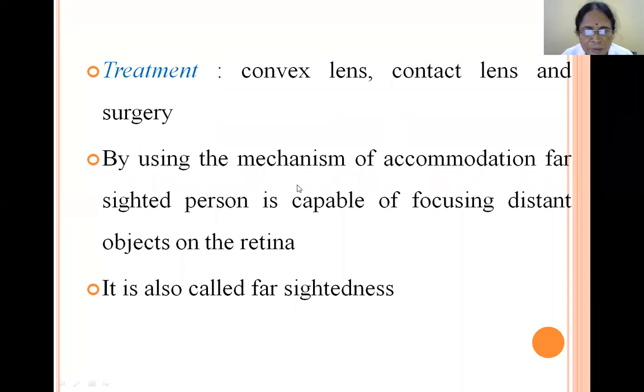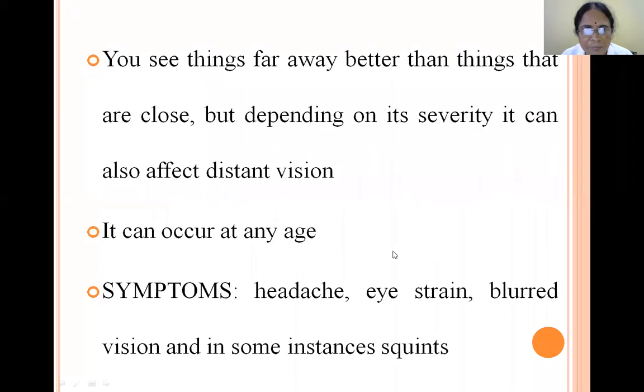A far-sighted person, that is a hypermetropic person, can accommodate for distant objects and therefore can focus on the retina. Things which are far away are seen better by these people, but if it is a severe case of hypermetropia, then distant vision may also be blurred, depending on severity. It can occur at any age.